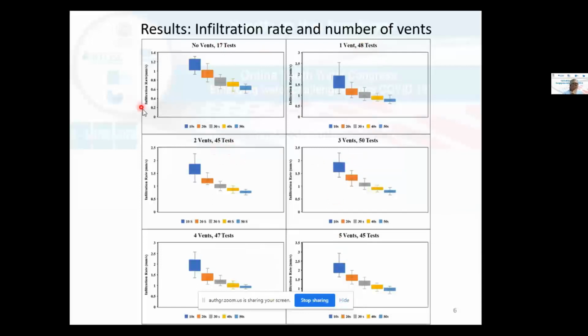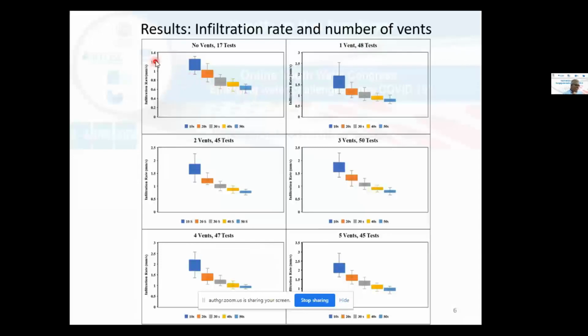In the y-axis we have given the infiltration rate, and if you can see without vents, here we have provided the infiltration rate at each 10-second interval from 10 seconds to 50 seconds. If you look into the box plots, in the very first 10 seconds only, we can see a broad range of infiltration values, and if we go across from 20 to 50 seconds, the range is comparatively narrow.